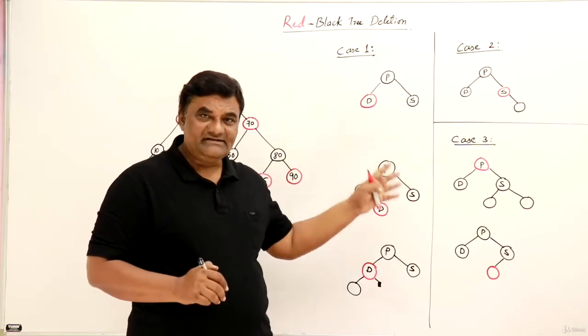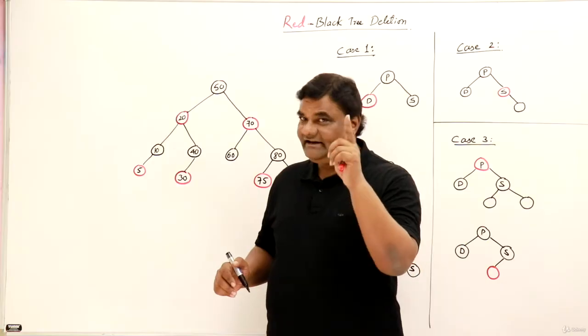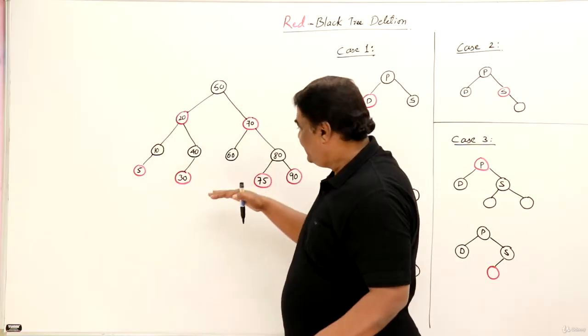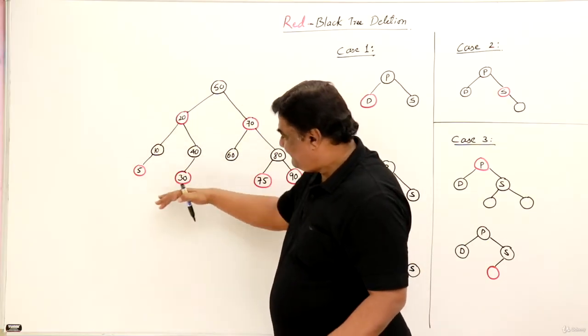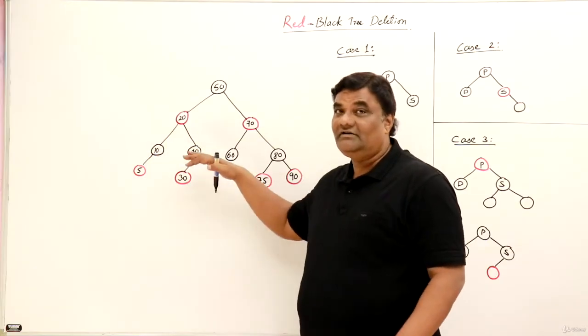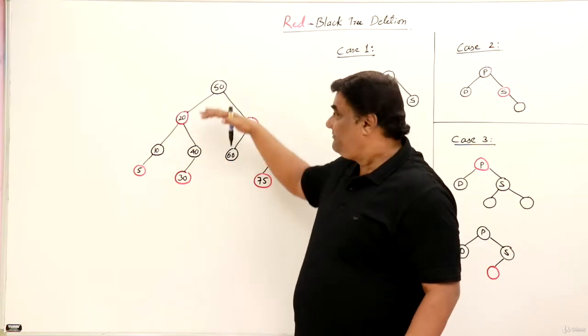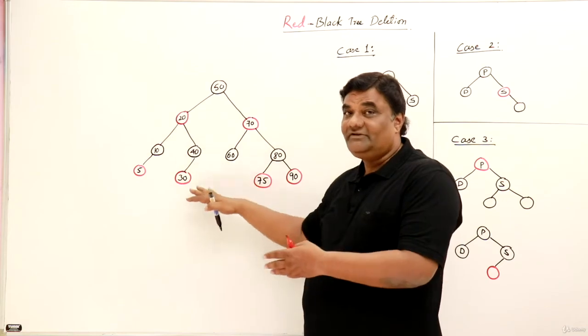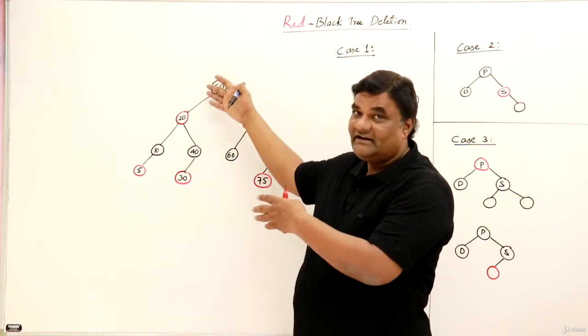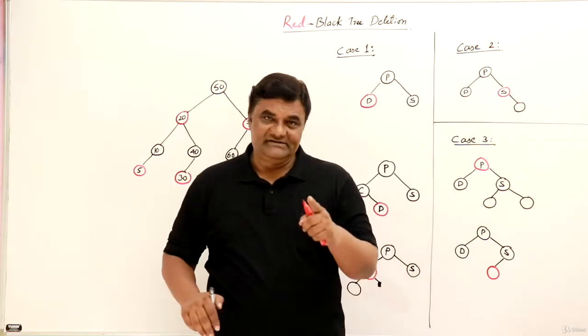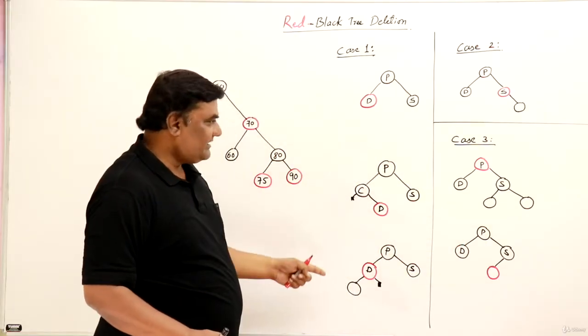Now let us come to the examples. Before that, see once again, remember this: we will be working at the leaf level, that is the last level of a tree. We will not be working towards the root, we will be working towards the leaf, because this node goes there and these nodes we have to adjust. So that's why I have these examples.